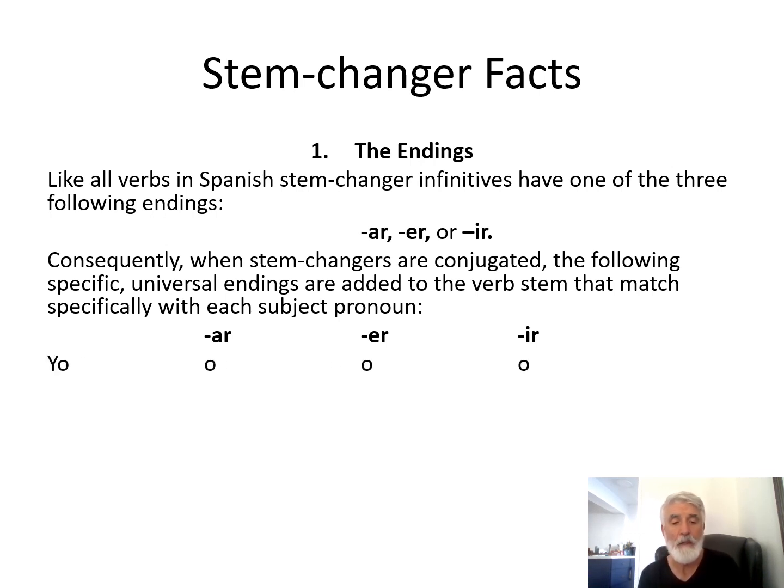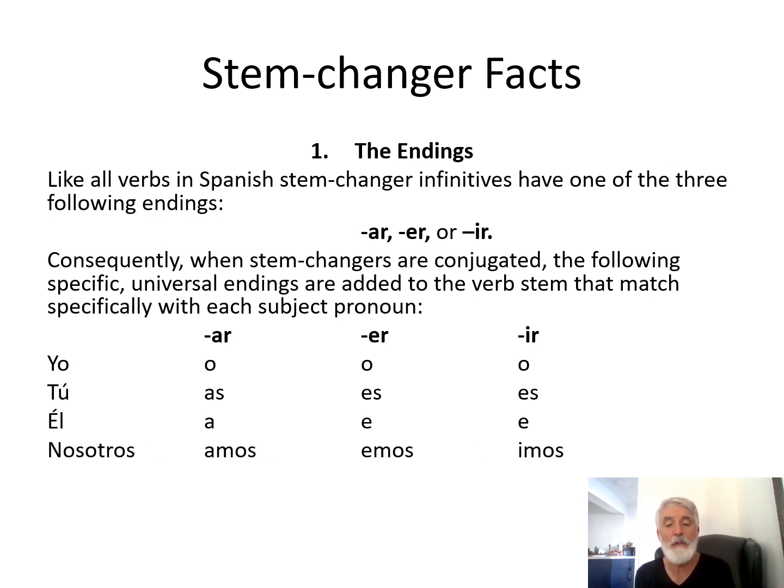So for yo, the endings for AR, ER, and IR verbs, the endings that we add onto the stem would be an O. For tú, what endings do we add onto the stem? Well, there they are. For AR verbs, it's an AS. For ER and IR verbs, it's an ES. What about the él, ella, usted form? What ending do we add on to the stem for regular verbs? An A for AR verbs, an E for ER and IR verbs.